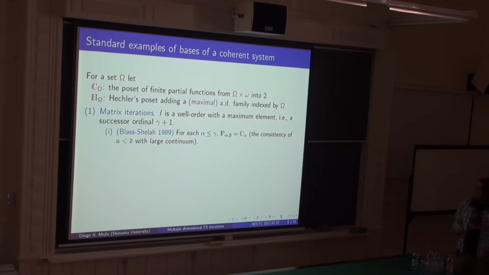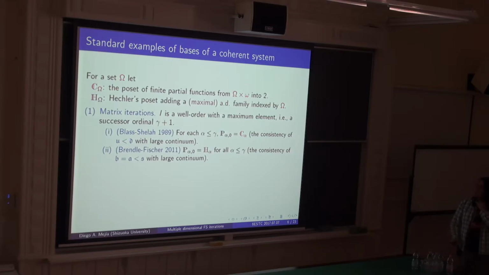Examples of some constructions: Blass and Shelah were the pioneers constructing this kind of technique. The basis there is with Cohen forcing. So if you have your linear order, which is your basis, at alpha you use Cohen forcing, adding alpha Cohen reals. So in this vertical section you add a sequence of Cohen reals, and this usually ensures that you preserve some nice set, some kind of unbounded reals, and so on. This works for the consistency of u less than d in the work of Blass and Shelah, with large continuum.